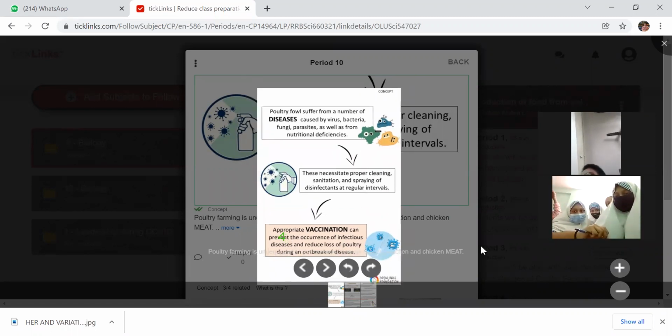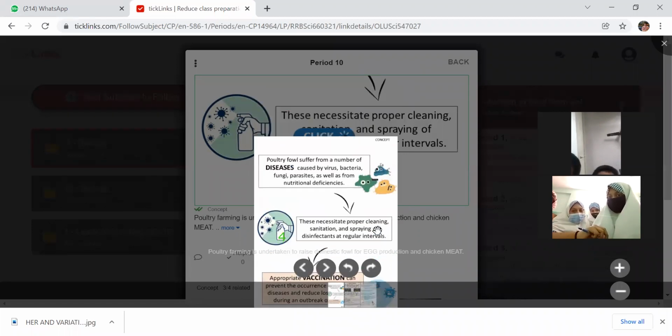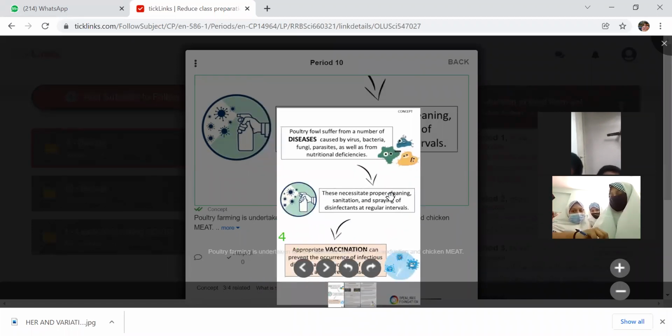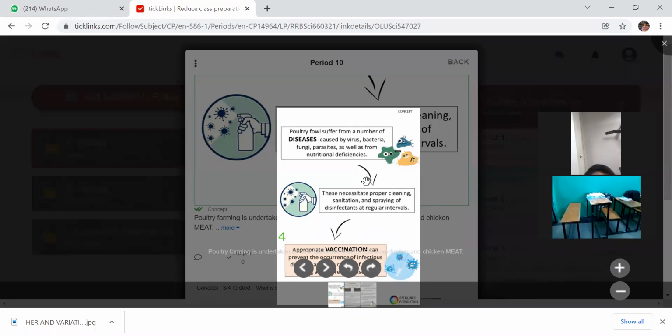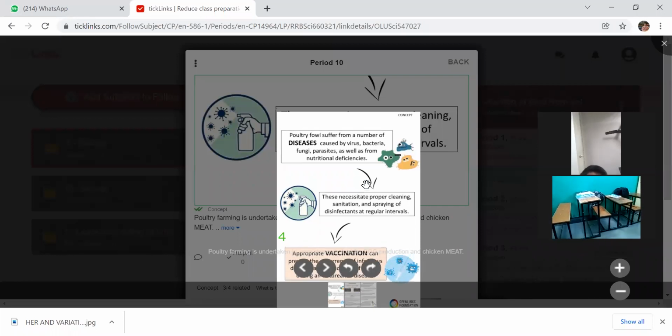I want somebody to read. I think Rida Mehvin can read the first one. Yes, ma'am. From the boys, it's only Ali. I want other boys also. Except Ali, nobody is there. Okay, after Rida, please read this.